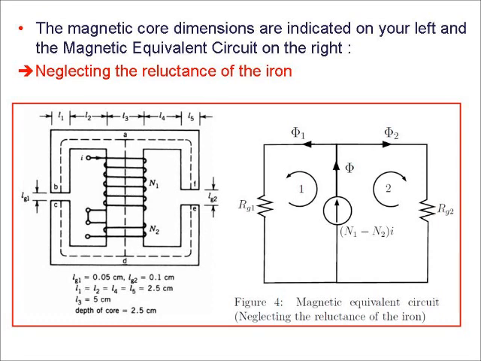Then you have the reluctance to the left, reluctance to the right. You see here that we are calculating Rg1 and Rg2, which are the reluctances that happen because of the air gap on the left and on the right. Your core, you assume the permeability to be infinite, so you just have to consider the air gap reluctance.